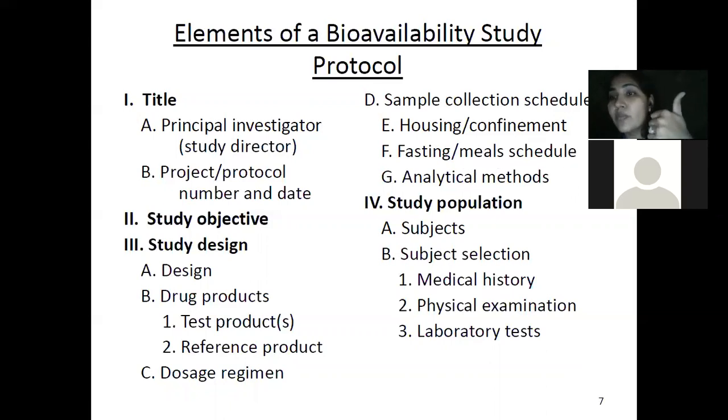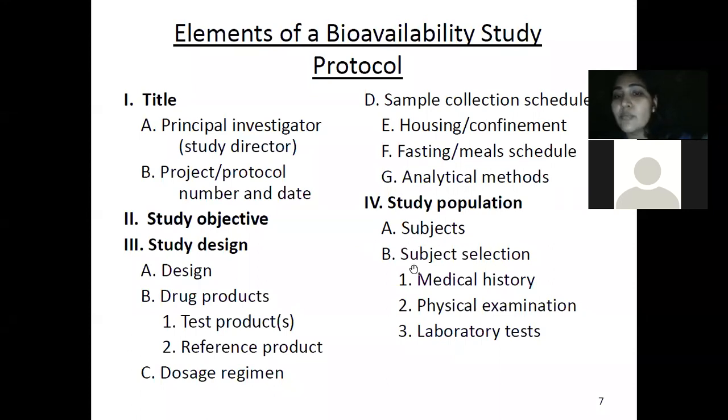Like meal schedule, as I had said, we have to keep a track of everything: when the subject who is in your facility went, what time he ate, how much of calories he ate, what time he had lunch, what time he had evening snacks, and what time he had dinner. So all this data is kept. Okay, because by doing this, what you are trying to do is keep all the other variables constant, so that whatever data you get will be the pure study output. Okay. Then analytical methods, what kind of analytical methods you are going to use in order to evaluate the blood samples or urine samples.